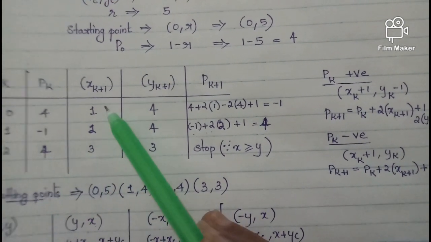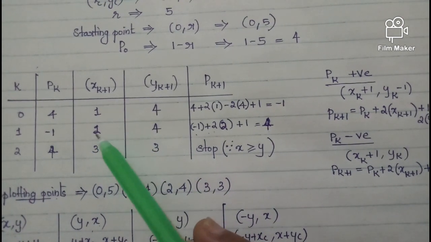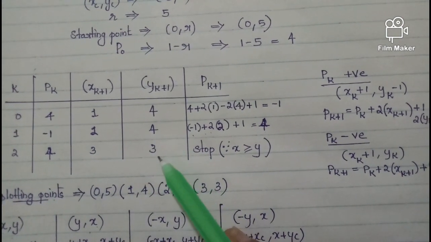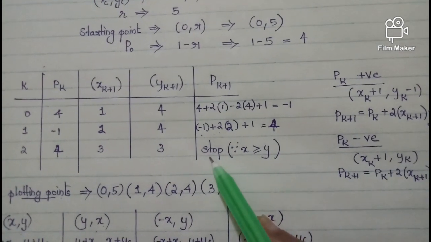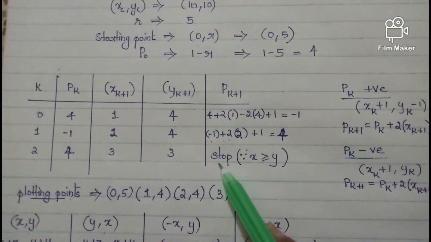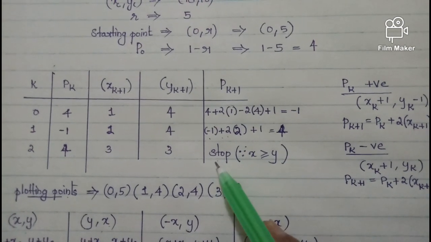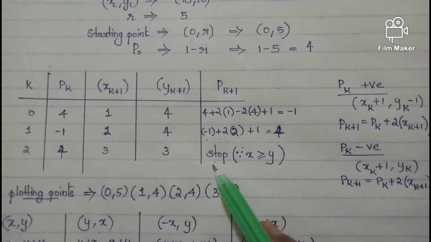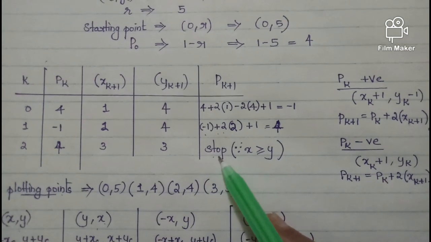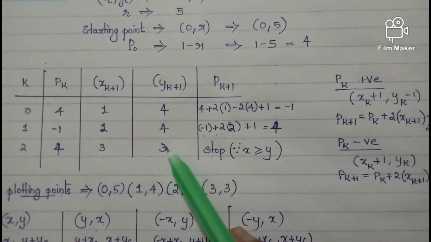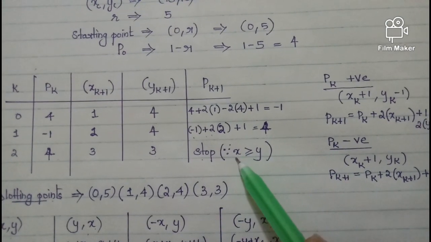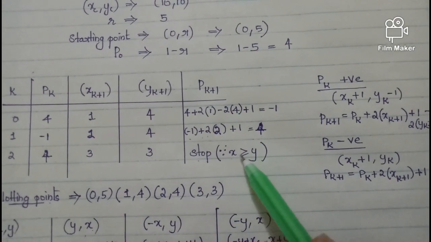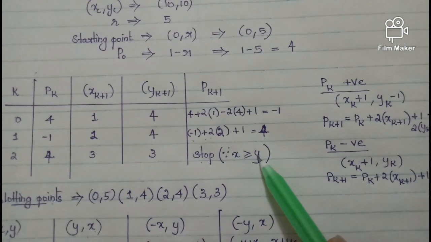Since pk is positive, x will increment and y will decrement. X incremented to 3 and y decremented to 3. So we are not stopping at this position. Why? According to the algorithm, we have to continue execution until x is less than y and stop whenever x value becomes equal to y or x value becomes greater than y. So the condition of stopping is: stop whenever x is greater than y or x is equal to y.